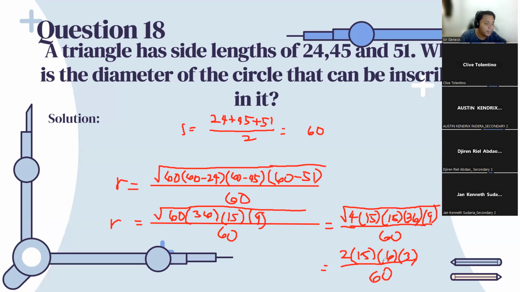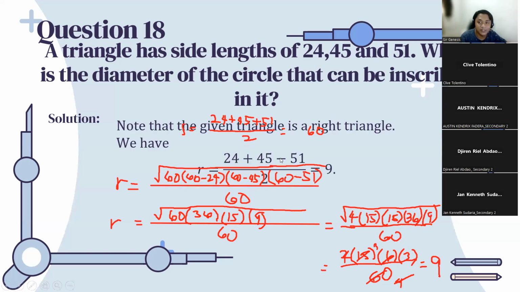And then what you can do here is 15. So you will be left with 4. 4 divided by 2 divided by 2, so that you will have 3. So R is equal to 9. So since R is equal to 9, then the diameter is equal to 18. Did we get the same answer? Yeah, we get the same answer.